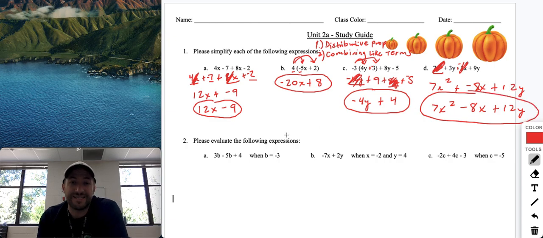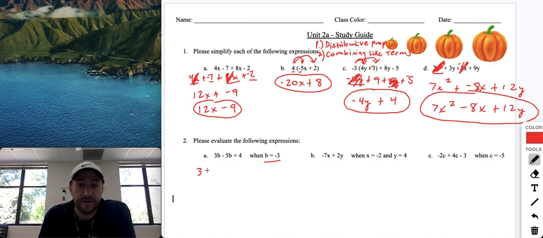Let's look at the next one. Please evaluate the following expressions. So when I'm looking at this, it says 3b minus 5b plus 4. Because it says b is equal to negative 3, every time I see a b, I'm going to substitute a negative 3 in for that b. So let's write this, 3b, but instead of a b, I'm going to write negative 3.